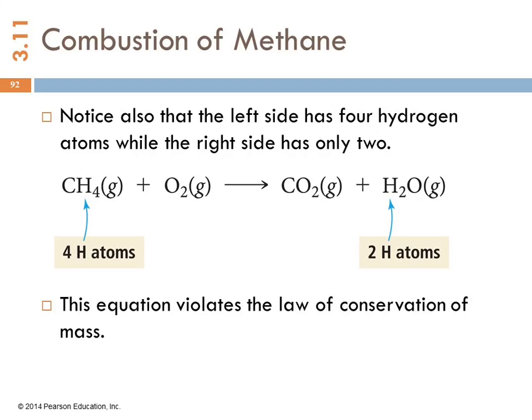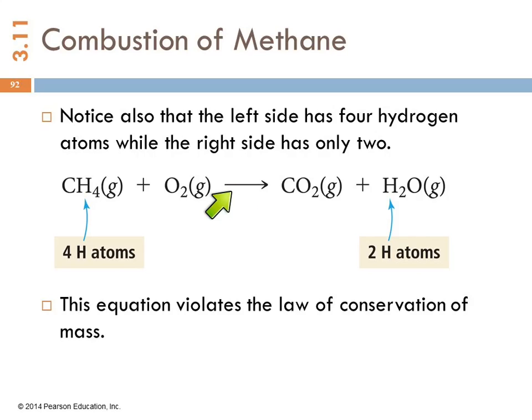The other thing that's wrong with that equation is there are 4 hydrogens on the left side of the arrow and only 2 on the right side. What happened to those 2 hydrogens? Did they turn into an oxygen atom? No, they can't do that. Red Lego bricks don't change into blue ones. Doesn't happen.